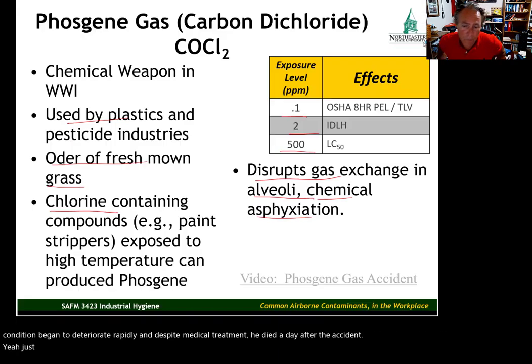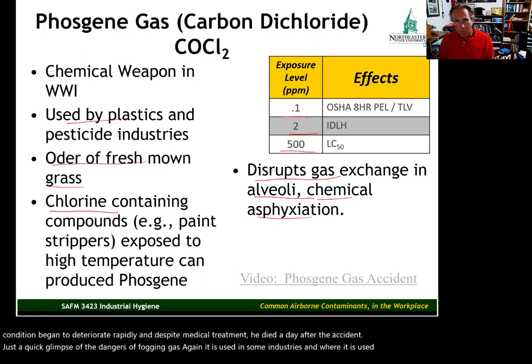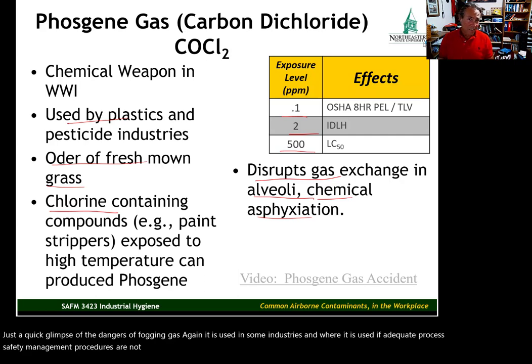A quick glimpse of the dangers of phosgene gas. Again, it is used in some industries, and where it is used, if adequate process safety management procedures are not in place, where mistakes are made perhaps, there can be releases that can be deadly like that.